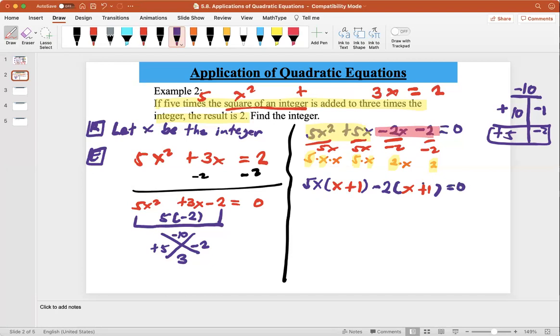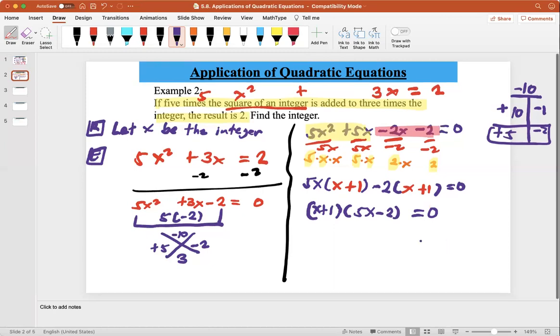Now we have the factors as what? x plus 1 here. These are the same, x plus 1. How about the other factor? 5x minus 2. It's going to be 5x minus 2 equals 0. Okay, now let's solve for this equation. Set each factor to 0 by using the zero product property. And we have x plus 1 equals 0, or 5x minus 2 equals 0.